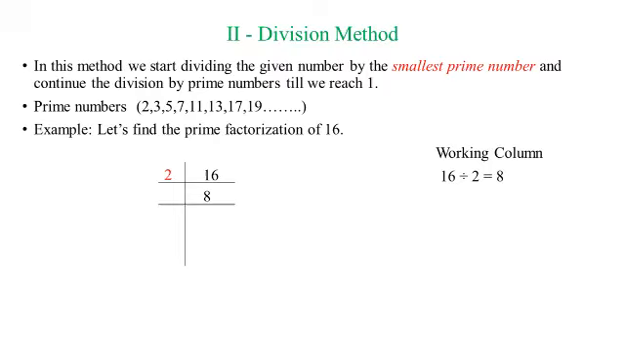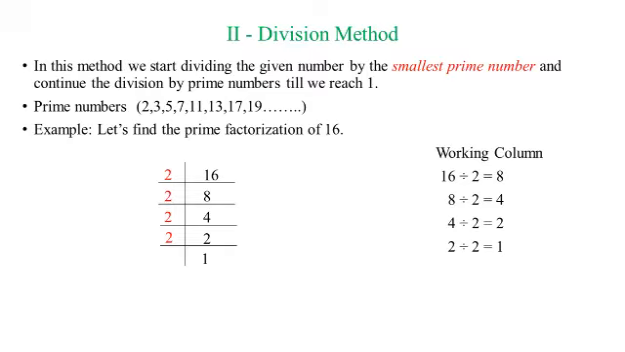Now we have to divide the quotient 8 with the smallest prime number. As 8 is an even number, it is divisible by a prime number 2. On dividing 8 by 2, we get 4, which we write below 8. And again divide 4 by 2. We get 2. We write 2 below 4. Now here 2 is a prime number and we divide by 2 itself. So 2 divided by 2 gives 1. Now we write 1 below 2. Now we got 1 here, so we stop dividing.